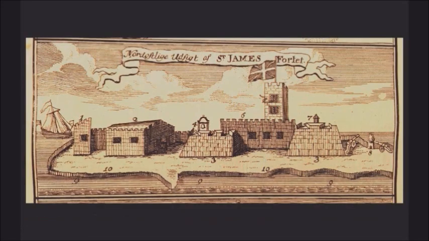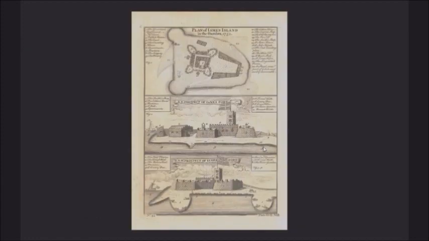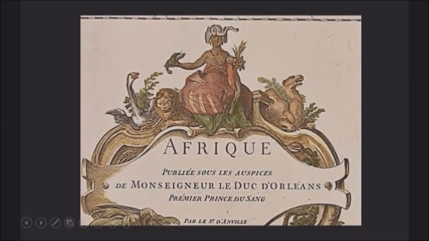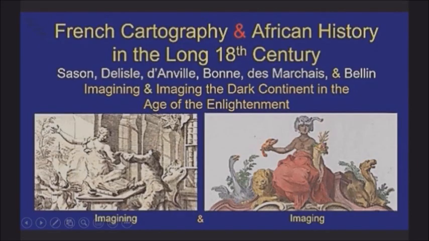You can see in detail the different forts and, in fact, see them in their context of the islands upon which they existed. And look at the imagery of the cartouche. Very interesting representation of women, for example, in the cartouche, becoming more and more fantastic as the different dukes, like the Duc d'Orléans, presented to the king various maps of West Africa. In fact, French cartography and African history is very important to examine in detail.